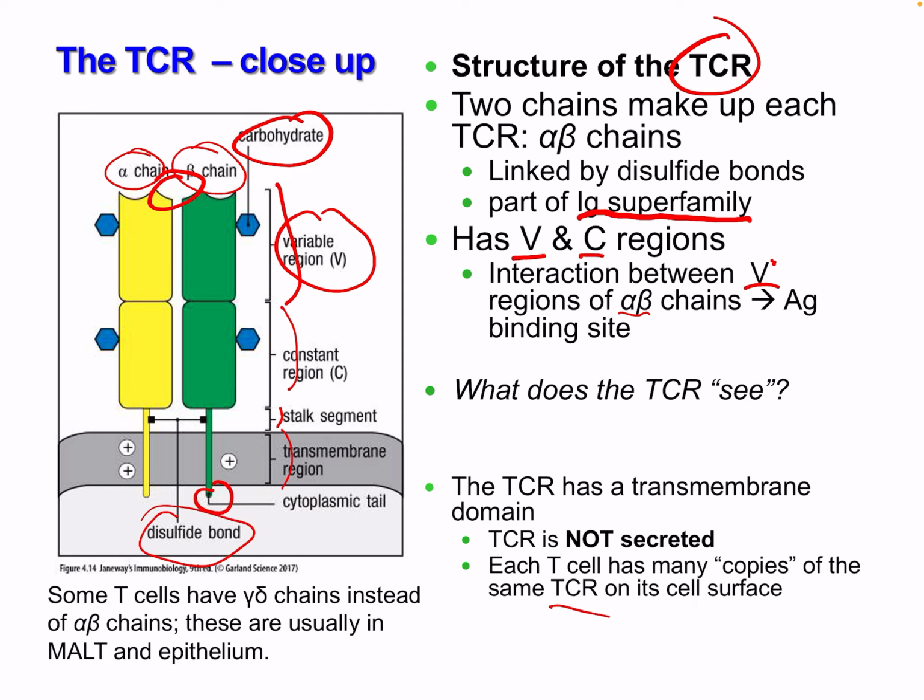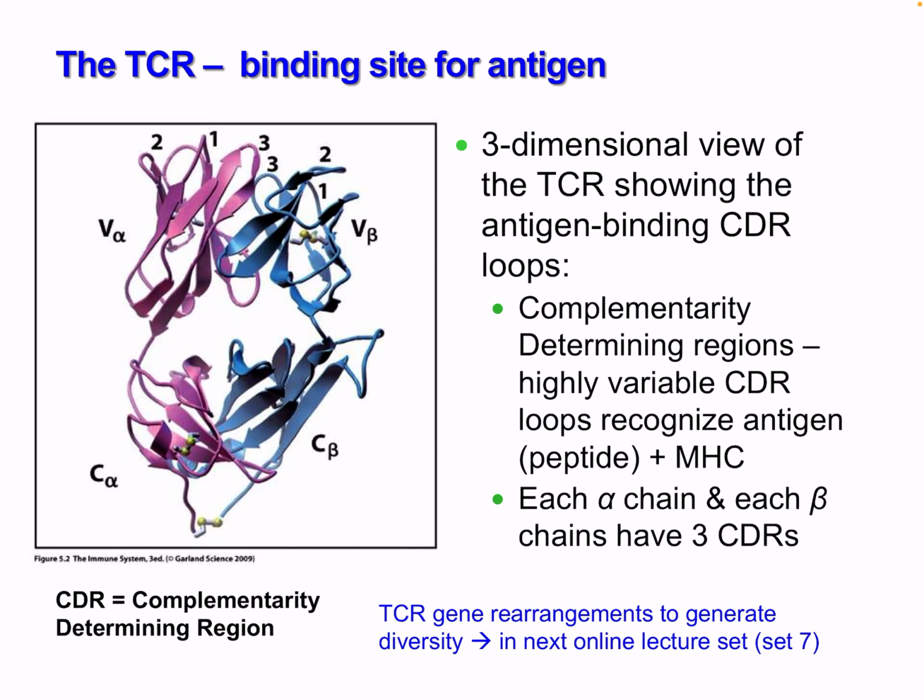Again, merged through disulfide bonds. Some T cells have gamma delta chains. So here we have alpha beta. So there's 2 sets: our alpha beta T cells and our gamma delta T cells. Gamma delta T cells have gamma delta instead of the alpha beta, but these are usually seen in the mucosa-associated lymphoid tissue and the epithelium, but we'll talk about them again later.